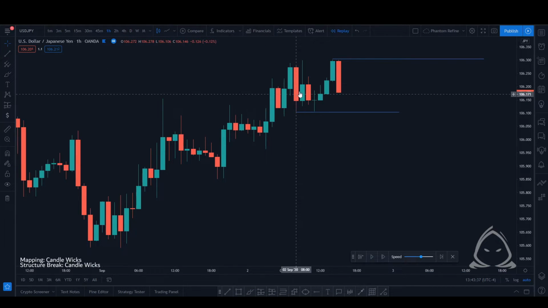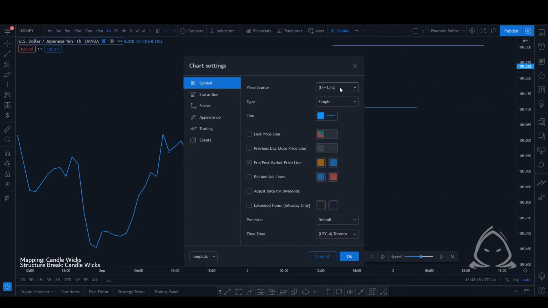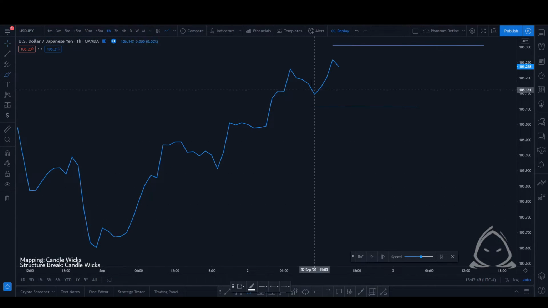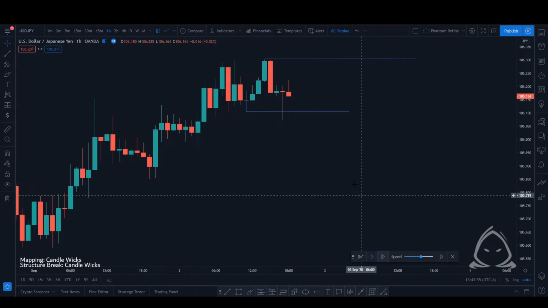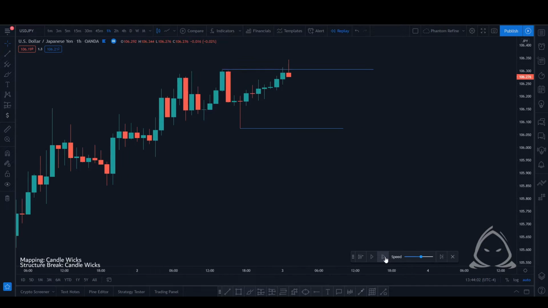We can see that price goes down. We go up, we go down. See that on a line chart as well. Smooth it out a little bit, get a cleaner low printed, and just keep playing forward. Now we have created a new lower low and a new higher high.